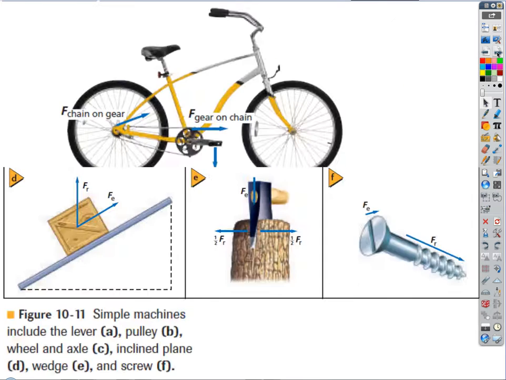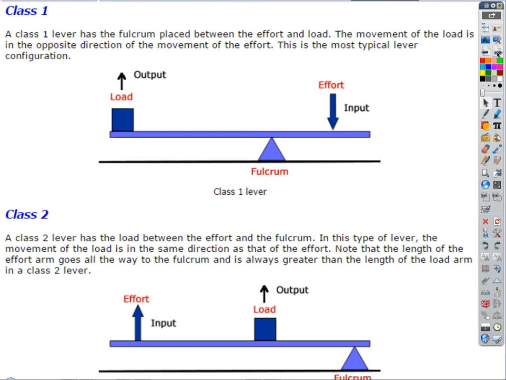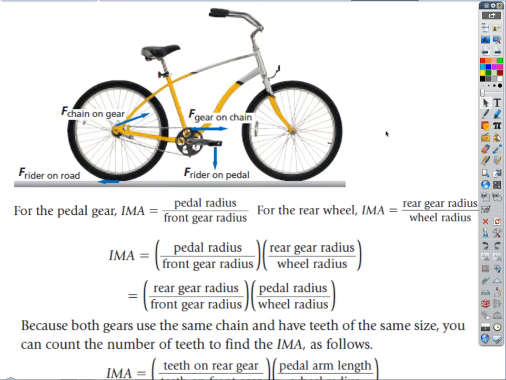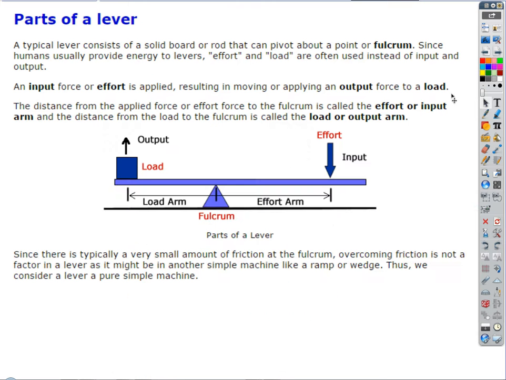I'll add a couple more simple machines to the mix here. Okay, so real quick, remind me, what's a first class lever? Where's the fulcrum? In the middle. The middle. Okay, so that's a first class lever. What's a second class lever? On the end with the weight in the middle. Okay, what's in the middle? The load's in the middle on a second class.